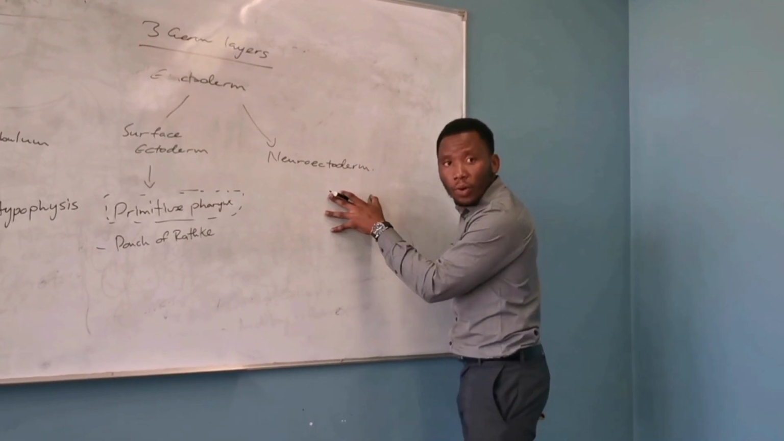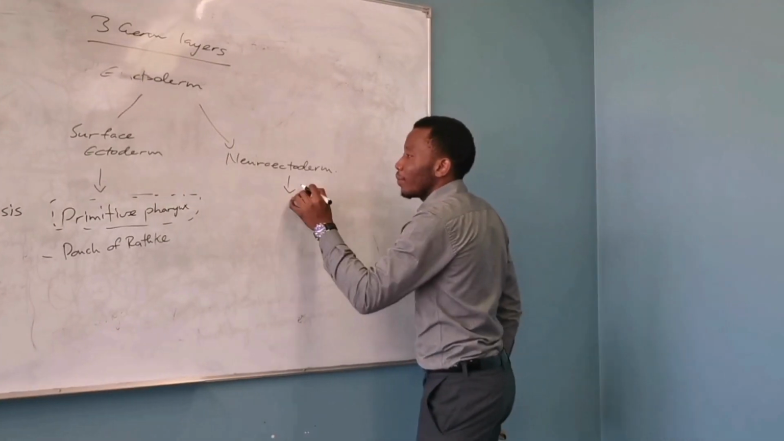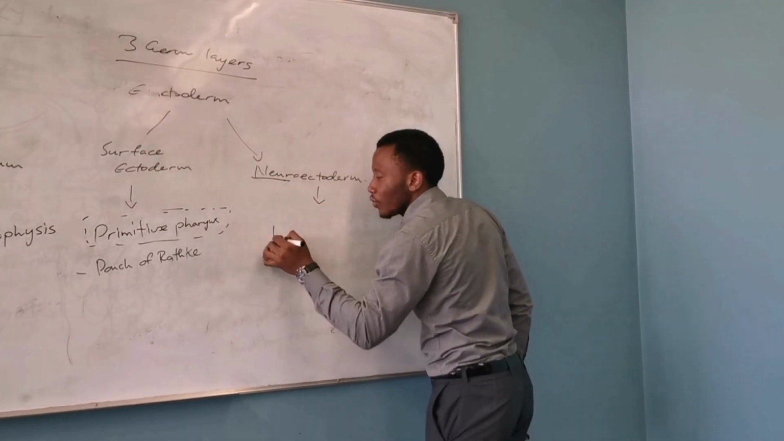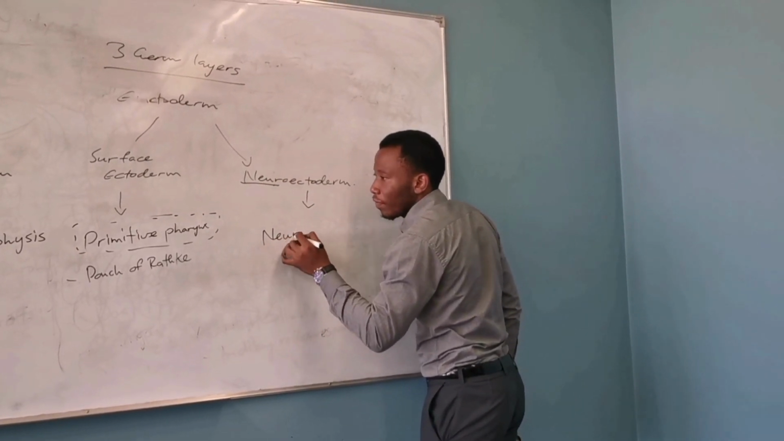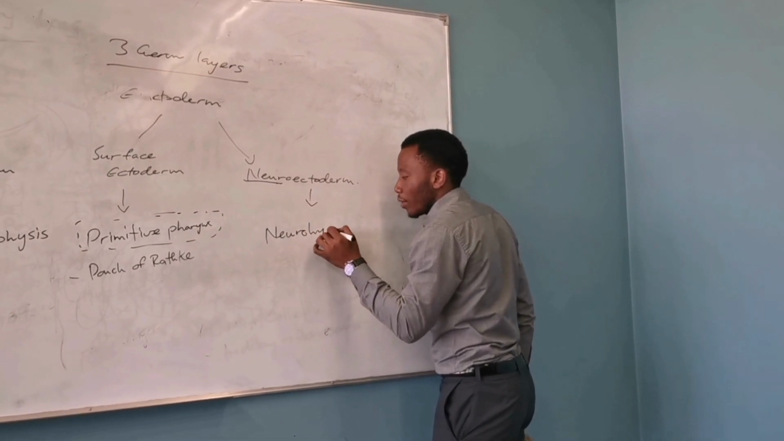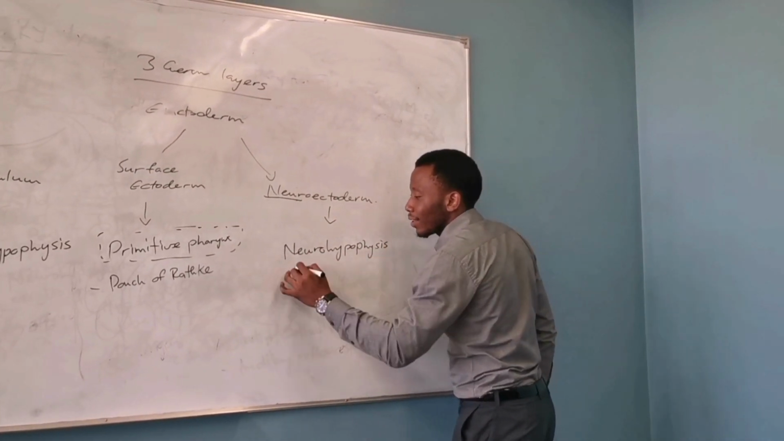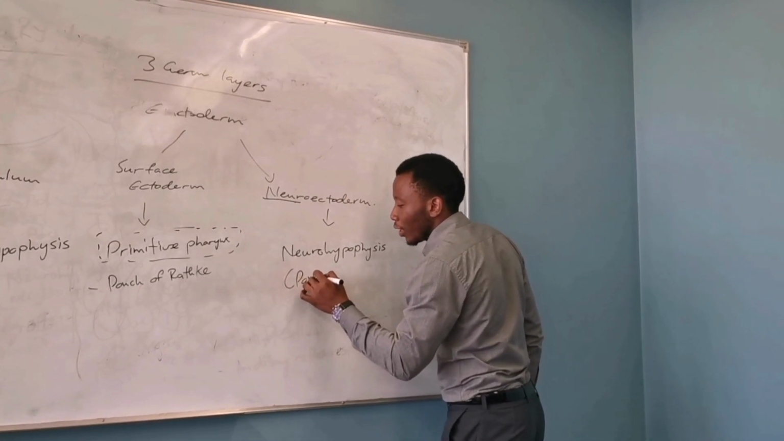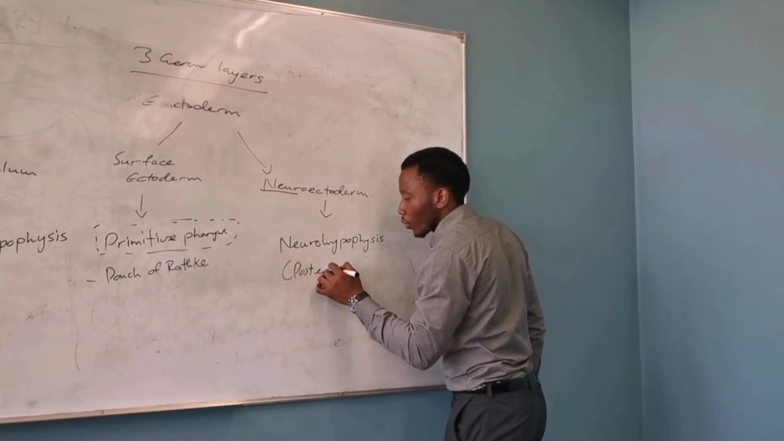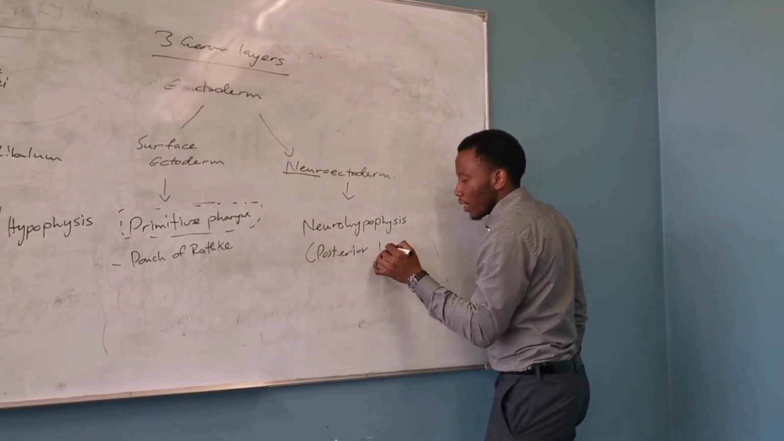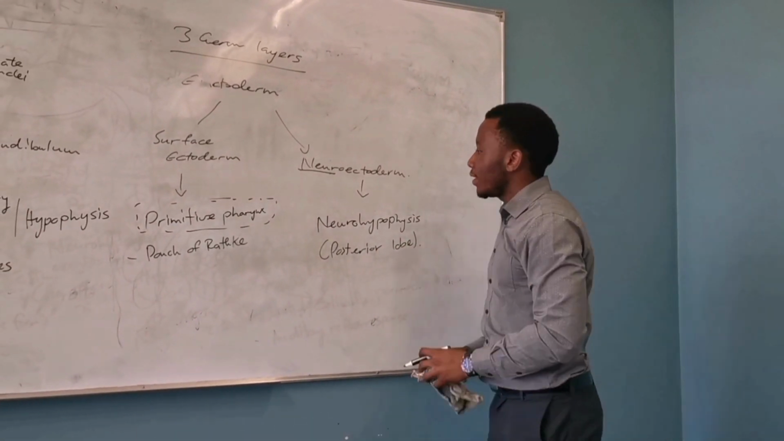Okay, so the neuroectoderm, look at this. Neuroectoderm, it's neural, obviously, forms your neural structures. It's going to give rise to your neurohypophysis. Neurohypophysis is the other name for the posterior lobe of the pituitary gland. Alright, so this is it on the lobes.